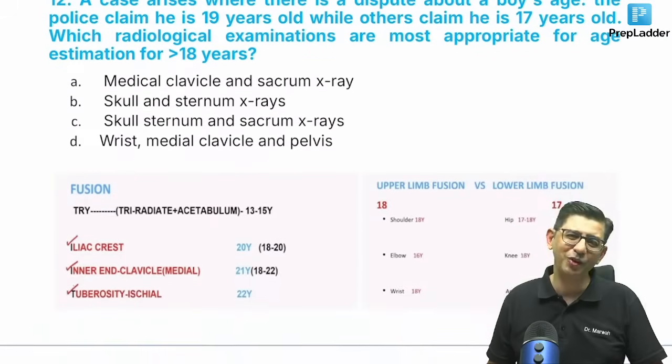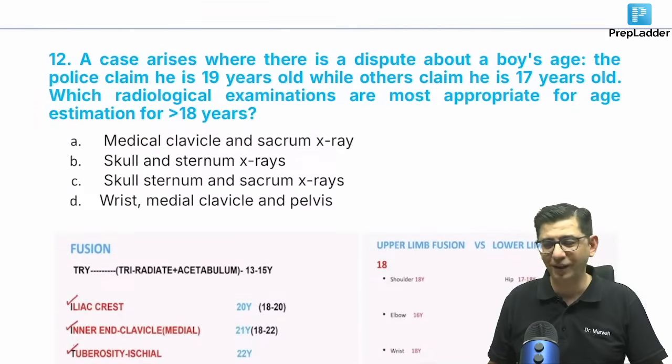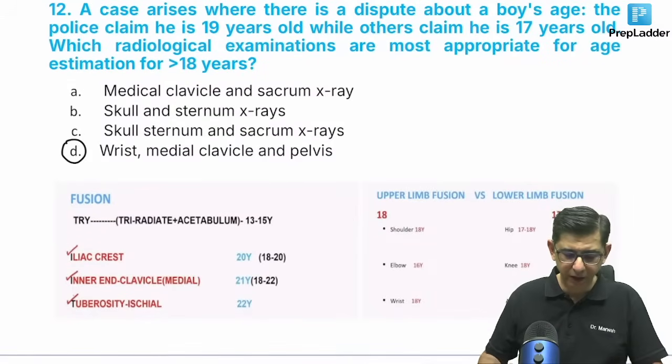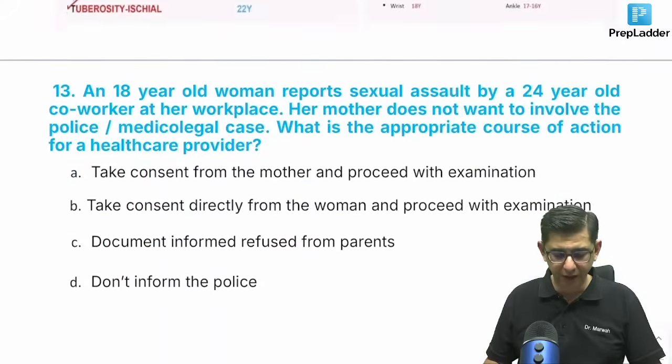Yeah, the image may not be the same, man. Come on, I cannot replicate the same image, but the way the description is given, it's much more feasible. Okay, this is going to be the wrist, the medial clavicle and the pelvis, which would help in identification.